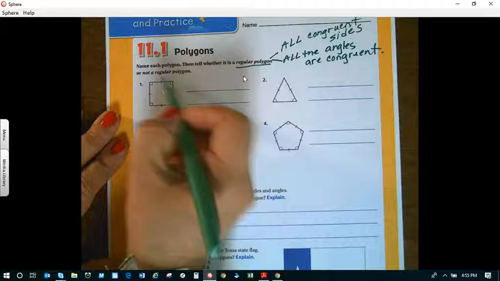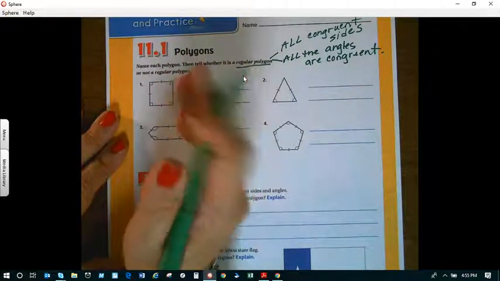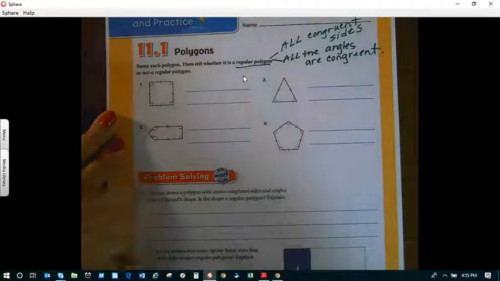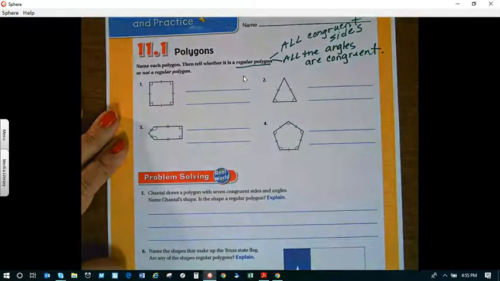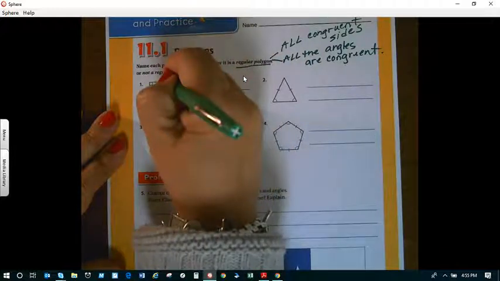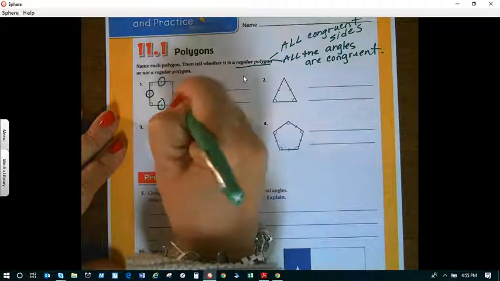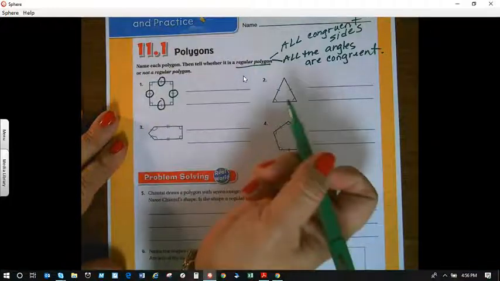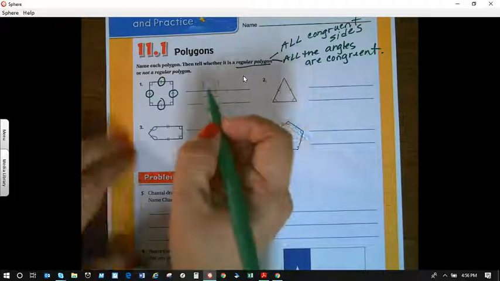Not a regular polygon means that they may have two line segments that are equal to each other and the other one's not, or that all the lines will be equal but the angles will not be equal, so it makes it not a regular polygon. I want you to take note, this one line on each one is saying that each line is equal to each other. So that means that all the lines are congruent. So all sides are congruent.